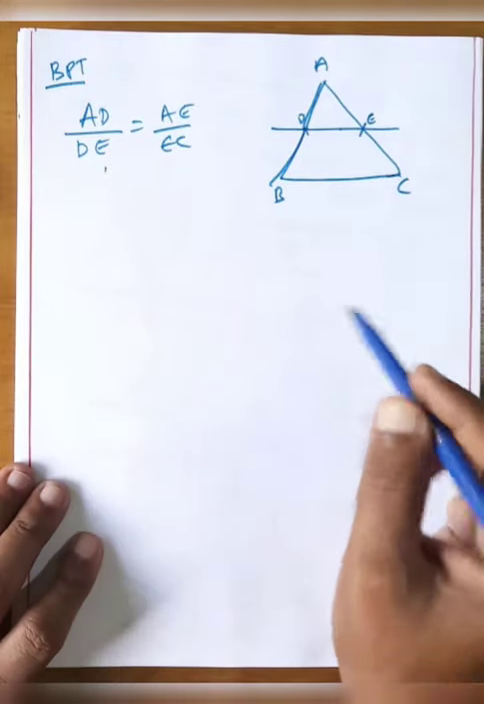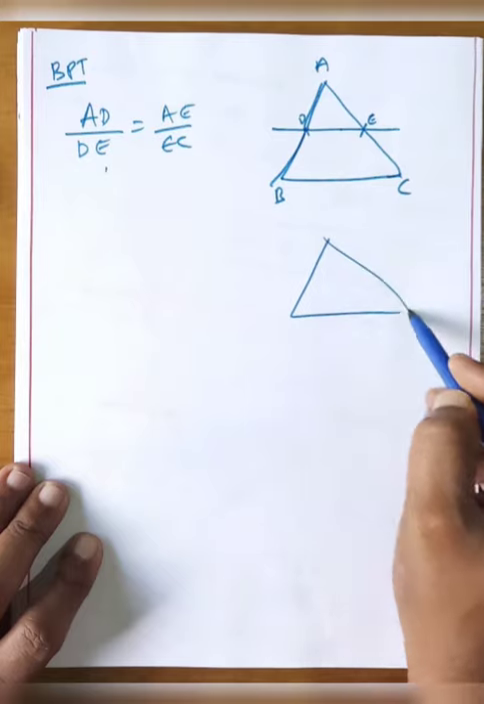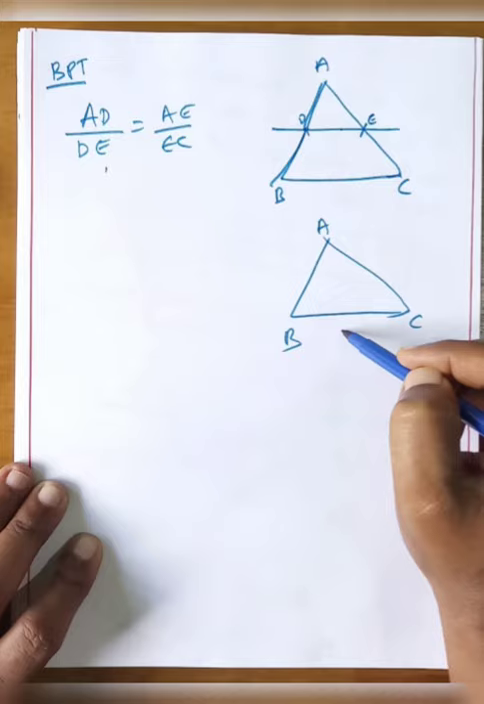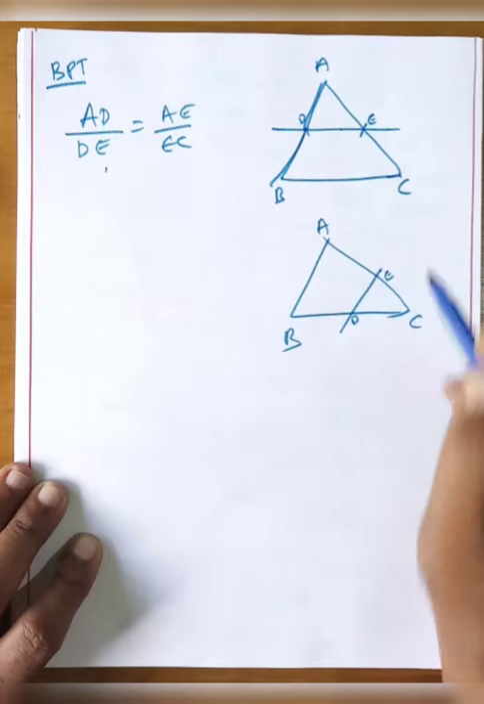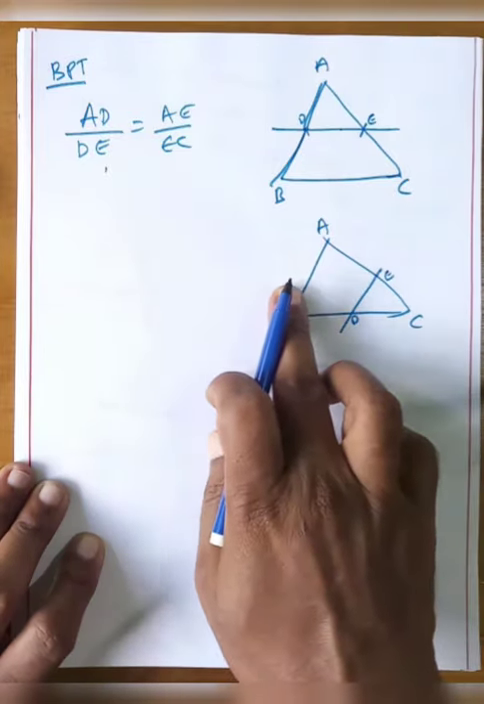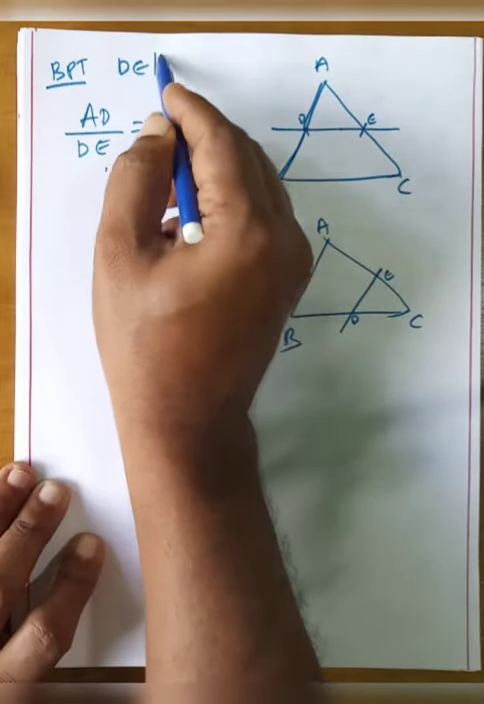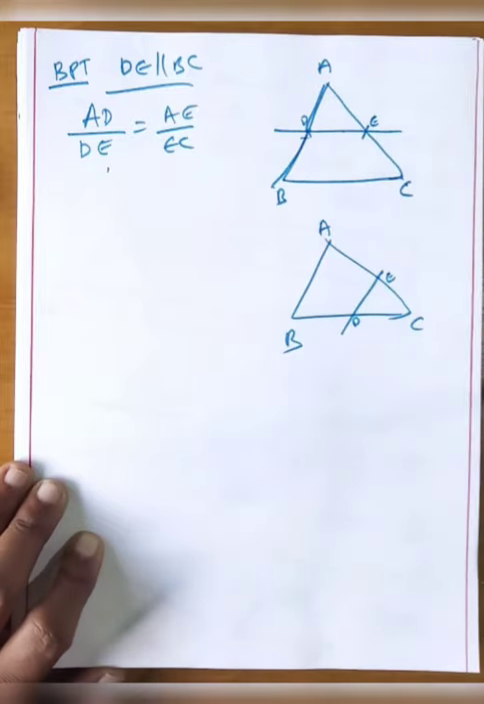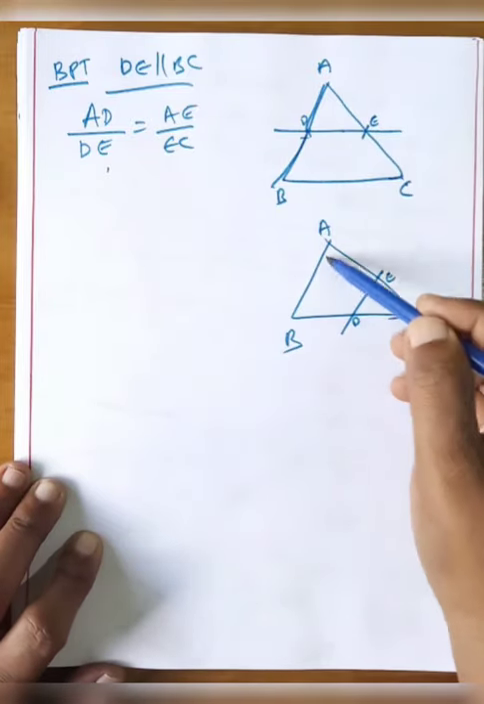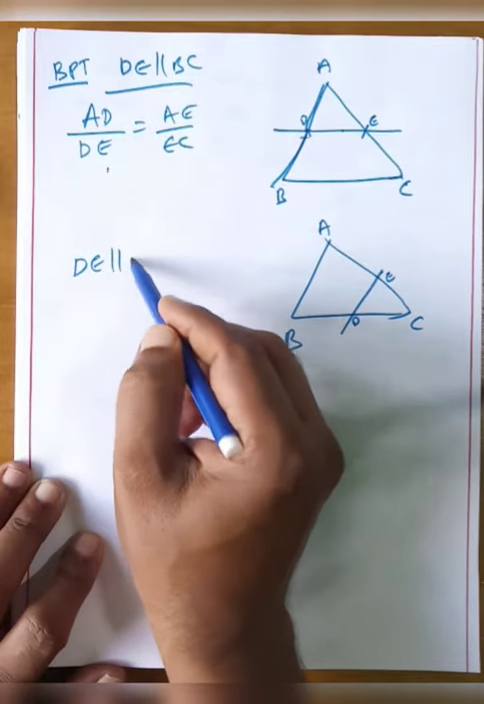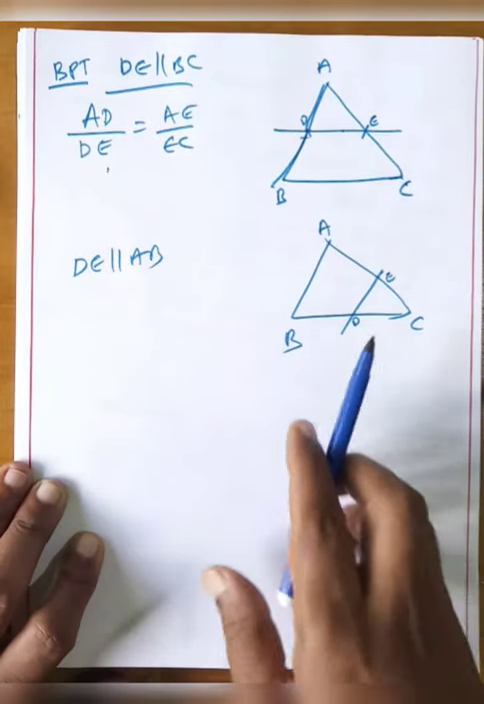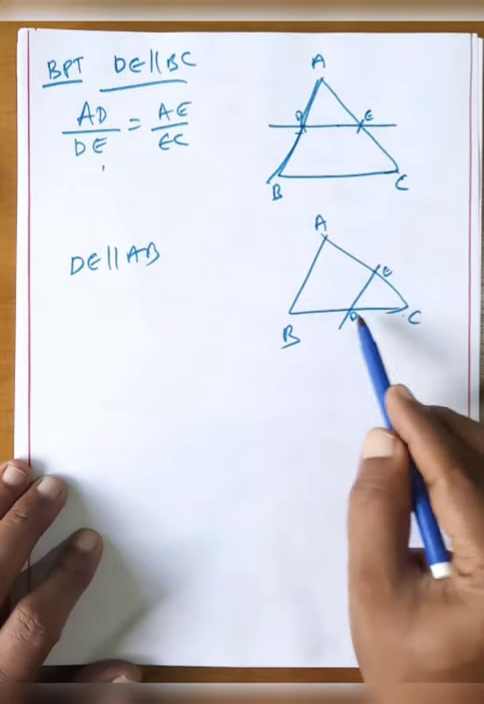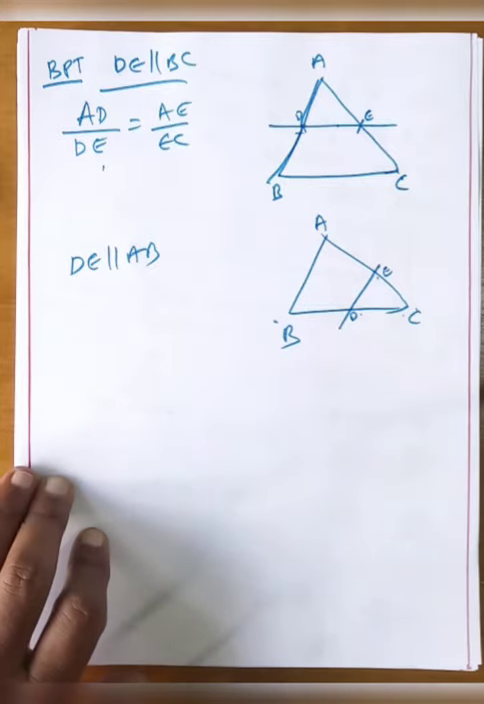Now suppose I take triangle ABC and draw the line DE. If DE is parallel to BC, the line divides the remaining two sides in the same ratio. Now observe when DE is parallel to AB: this line divides BC and AC in the same ratio. Here CD by DB is equal to CE by EA. No problem at all.